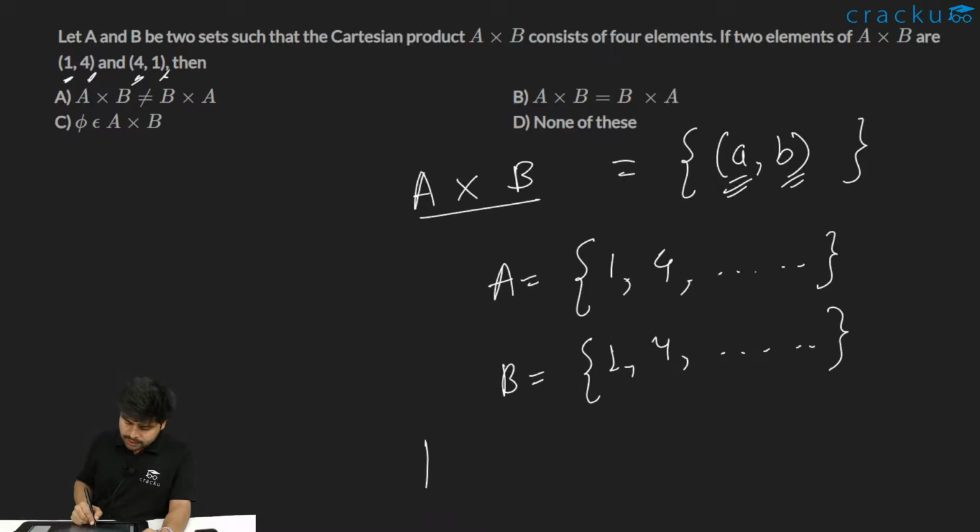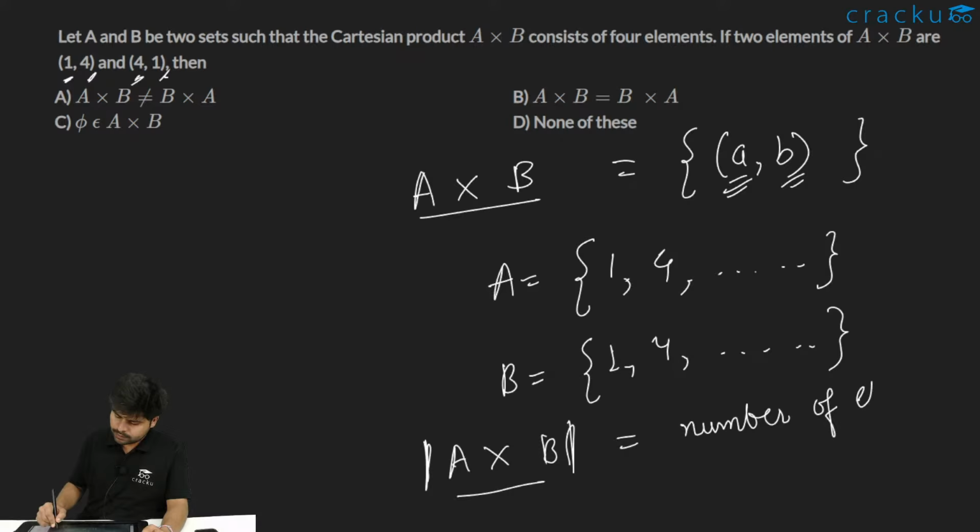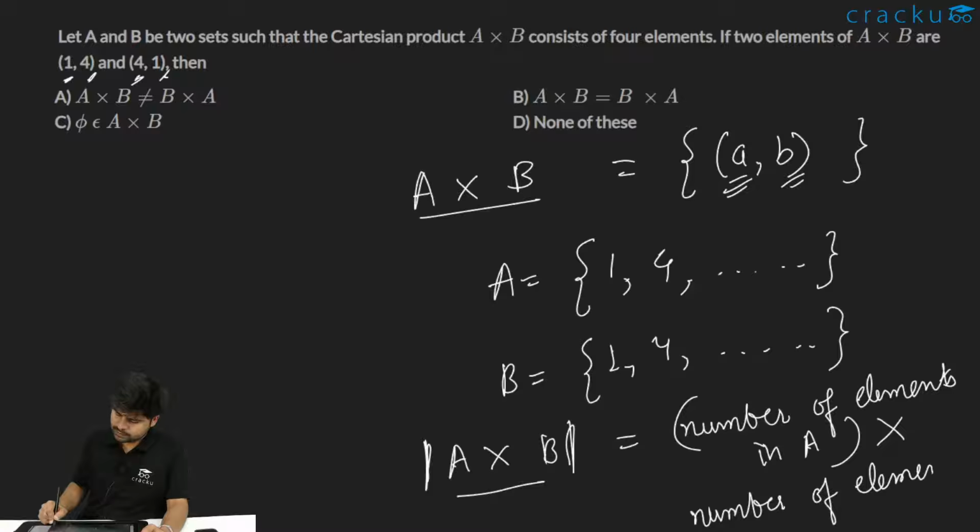Now we know the number of elements in the Cartesian product of two sets. This is the cardinality. Cardinality is nothing but the number of elements in a set. The number of elements in the set A cross B is given by the number of elements in A multiplied by the number of elements in B. This is how we calculate the cardinality of A cross B.